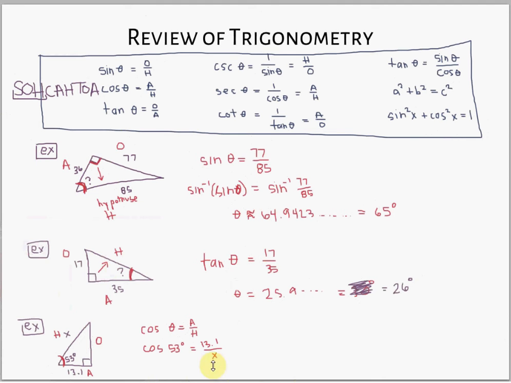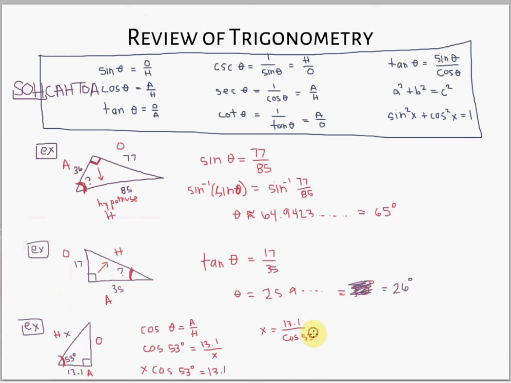Okay, so it is not always the case that x will be in the denominator. If it is, you need to get it up into the numerator. So what we're going to do is multiply both sides by x. So we would get x cosine of 53 degrees equals 13.1. Now we can keep going and get x by itself by dividing both sides by cosine of 53. So x will equal 13.1 over the cosine of 53 degrees.